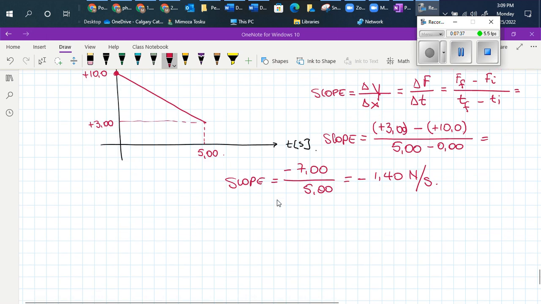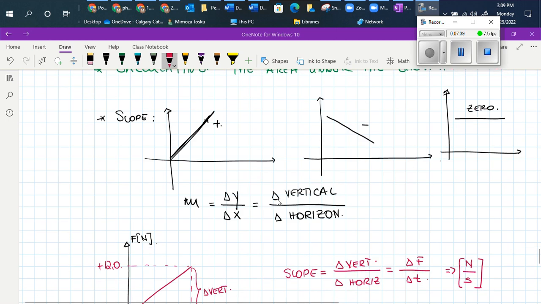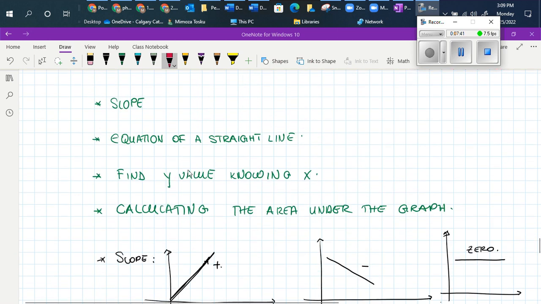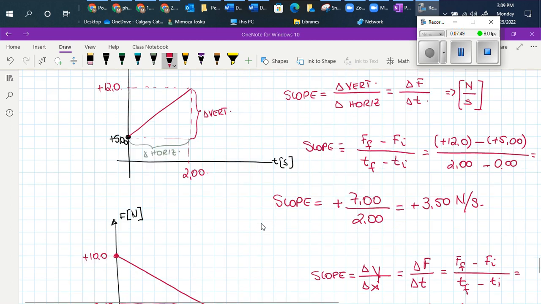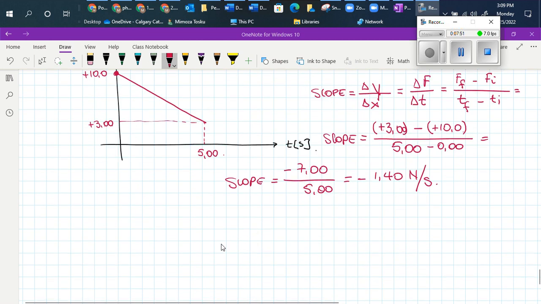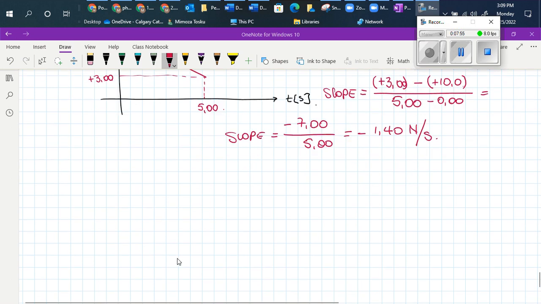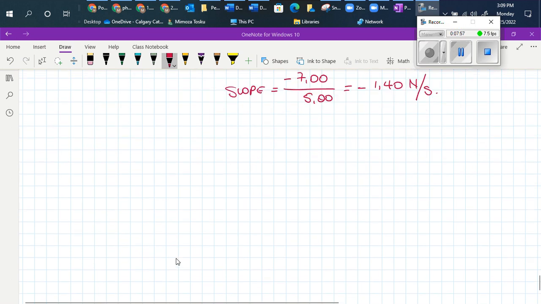Now, this is how to calculate the slope. The second thing that we will treat here is how to write the equation of the straight line. In physics, in 99% of the cases, we work with a straight line. Even if it is not a straight line, we try to make it a straight line. So now we will see how we can find the equation of a straight line.